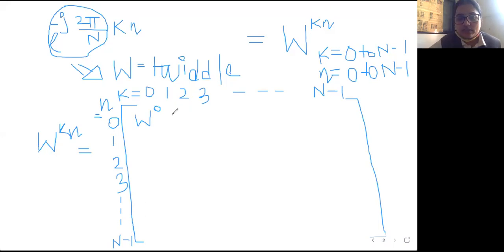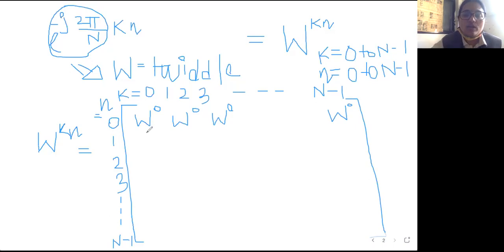Then what will be the second value? This is W raised to, n is 0, k is 1. So n is 0 and k is 1, so 1 multiplied by 0. If it is 1 multiplied by 0, what value are you getting here? This is going to be W raised to 0 again. So in the first row, all will be equal to W raised to 0 only, up to the N minus 1 value. So all are equal to W raised to 0 in the first row.